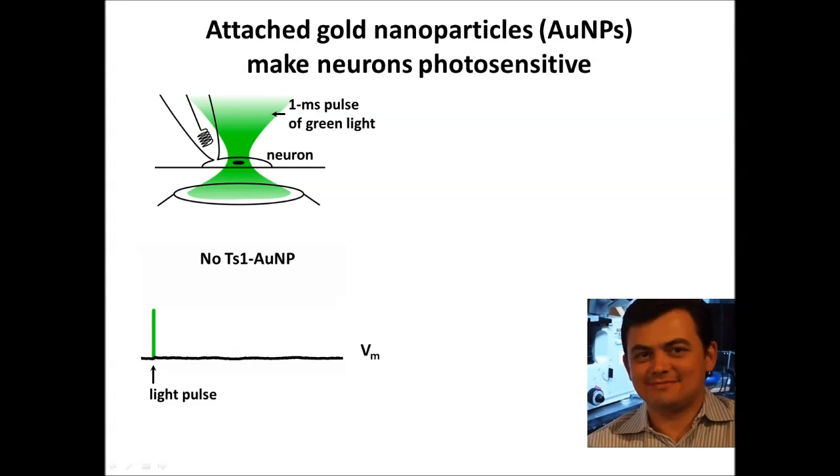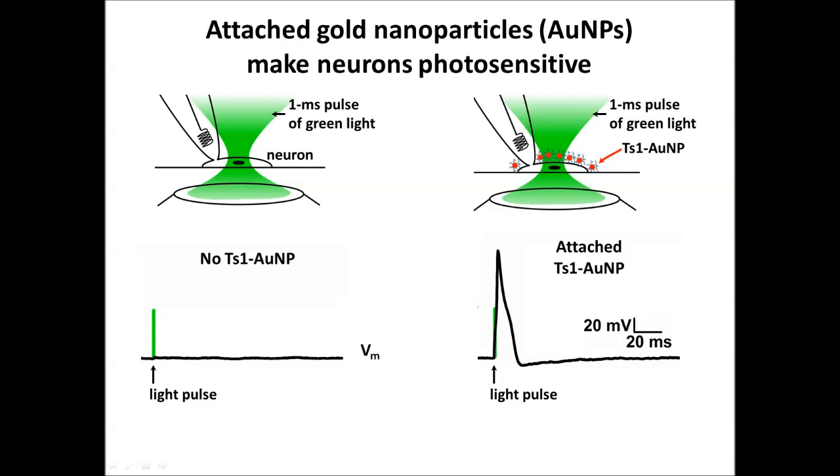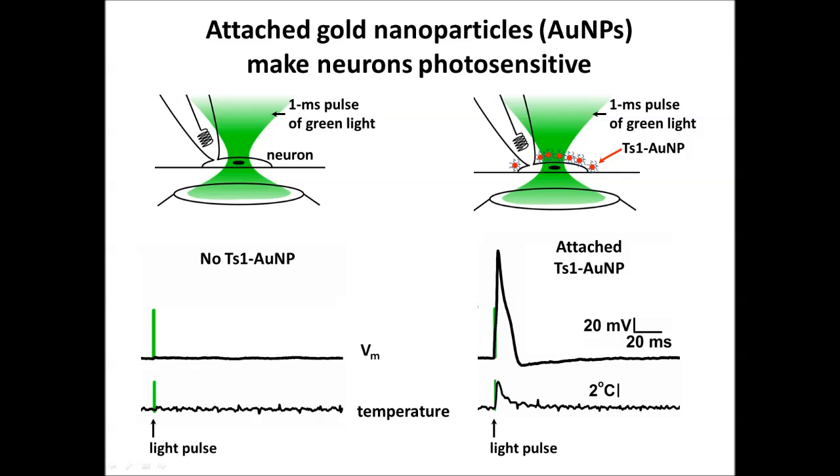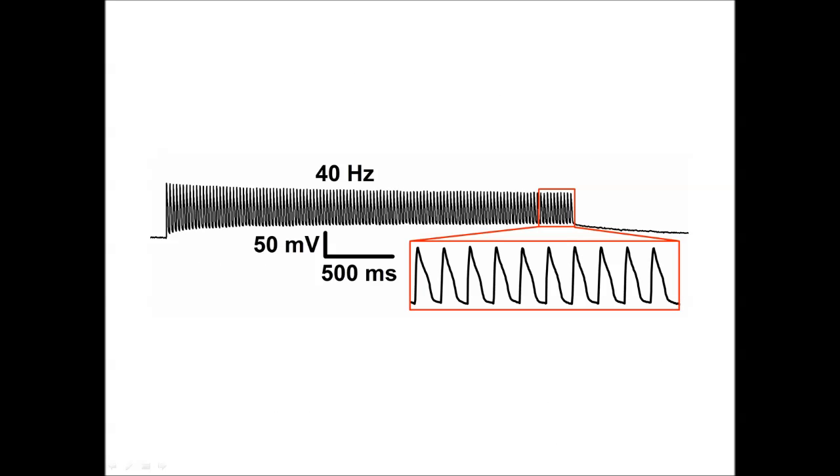Hello, I'm João Carvalho de Souza. As Bobo mentioned, we have used TS1 to attach gold nanoparticles to neuronal membranes. Before adding the TS1-functionalized gold nanoparticles, no voltage change develops when a 1 millisecond pulse of light is presented. However, when we attach gold nanoparticles to the neurons, an action potential is triggered by light. Furthermore, the temperature measured close to the neuron increases by less than 2 degrees during the light pulse. This technique enables stimulation of action potentials at up to 40 Hz in DRG neurons, and even this frequency is limited not by the technique, but instead by intrinsic properties of the neurons.